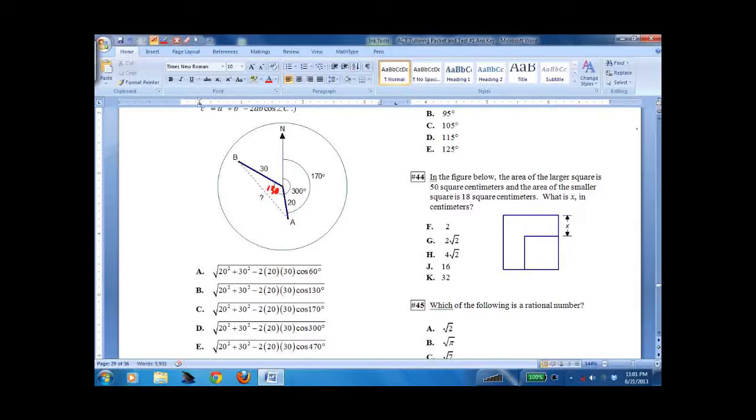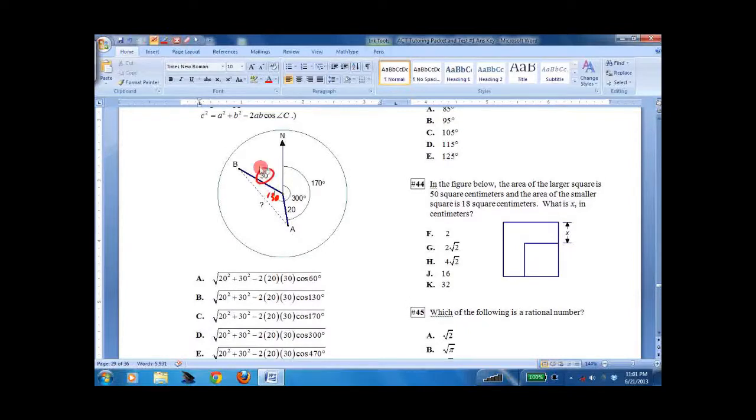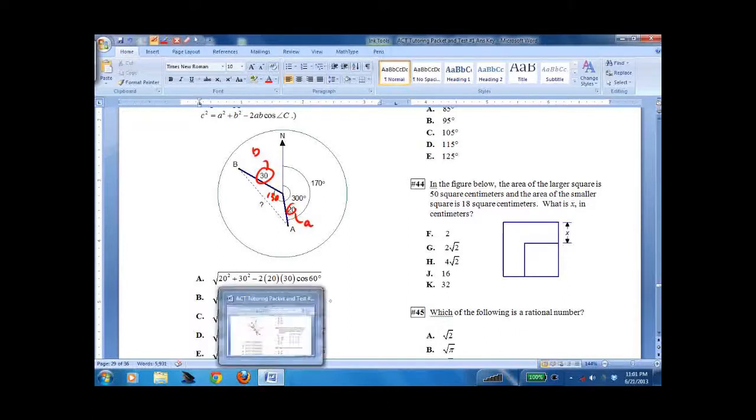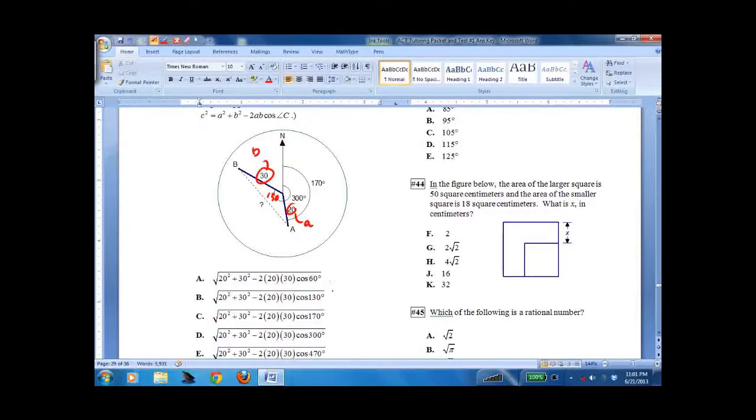And the law of cosines says a squared plus b squared. We'll call this b and this a. So 20 squared plus 30 squared, well, that's the same for all of them. Minus 2 times 20 times 30, that's the same for all of them. So the real trick was just to figure out which angle it was. We just did. Figure out that it's 130 degrees.